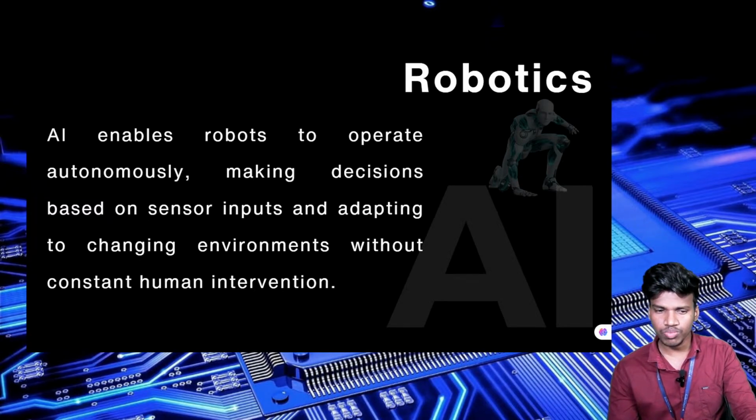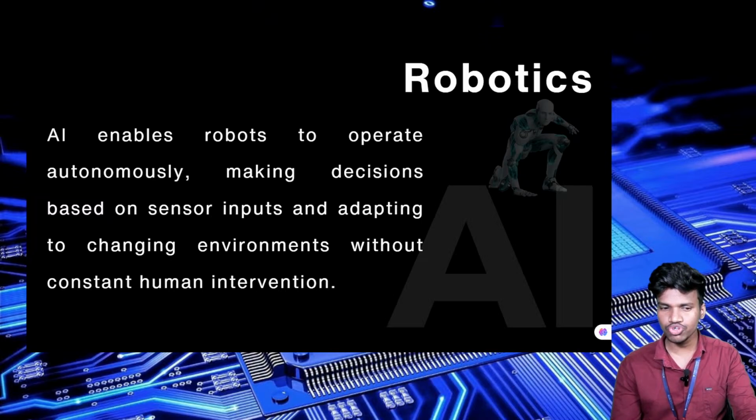Next one is robotics. AI enables robots to operate autonomously and make decisions based on sensor input, adapting to a changing environment without constant human intervention. It does not only mimic a human; it also looks like a human, with the same full body parts as a human. We have already seen such robots in multiple cinemas, right?